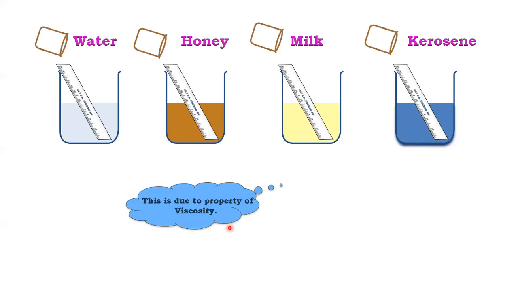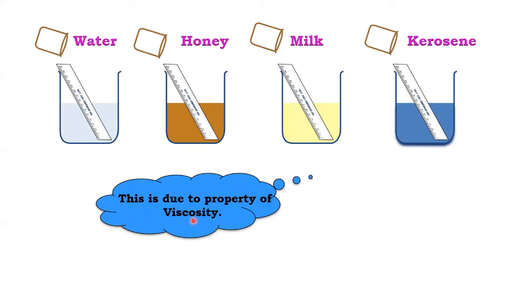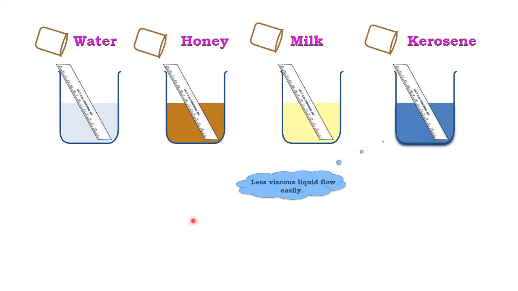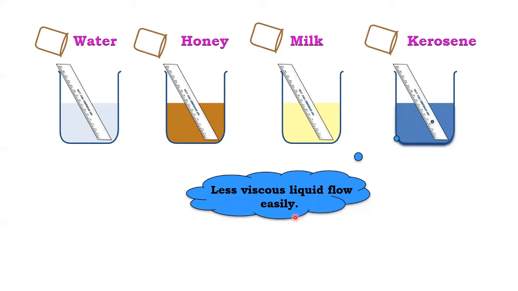Okay, let's move ahead. This is due to the property of viscosity. What do we call this? Viscosity. The thickness of liquids by which the rate of flow is determined is called viscosity. So over here what we can say is less viscous liquids flow easily. Since kerosene was less thick, it was a very thin liquid, that is why we can say it is less viscous and it can flow very easily. Whereas honey was most viscous and it took a lot of time to flow.